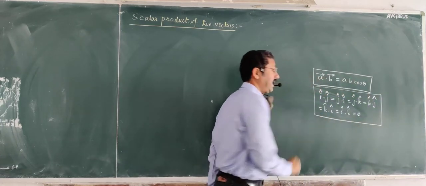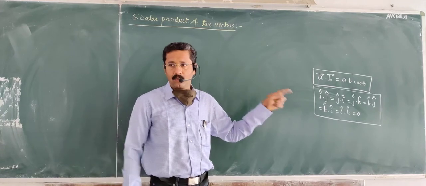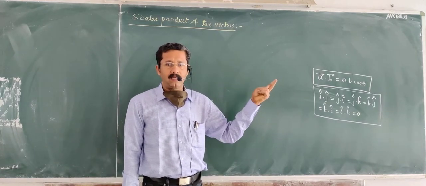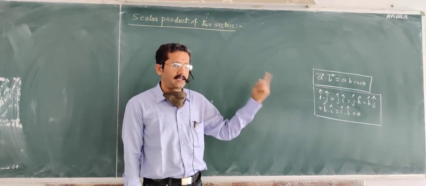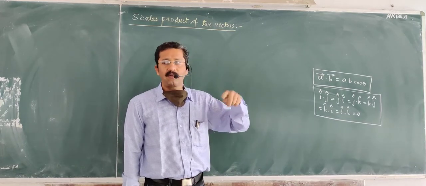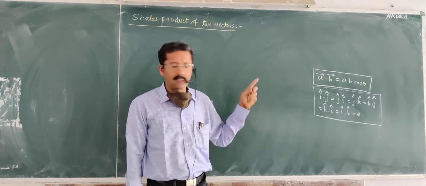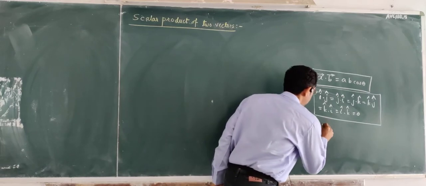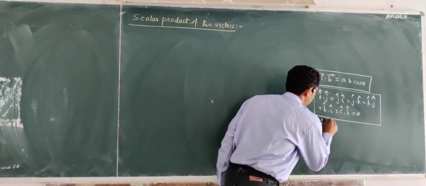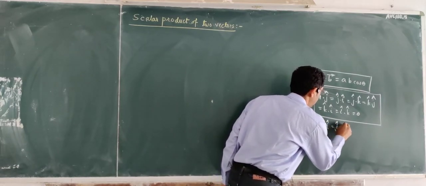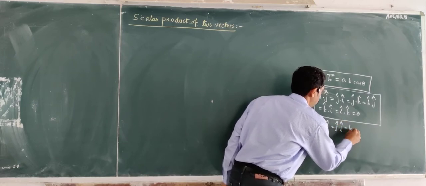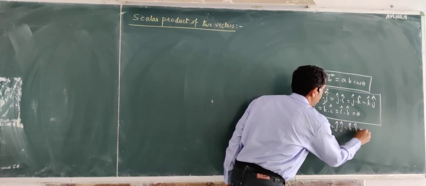And if you have any two same unit vectors, i dot i, j dot j, k dot k, their dot product value is equal to 1. So that is the other thing we did: i dot i is equal to j dot j is equal to k dot k is equal to 1.